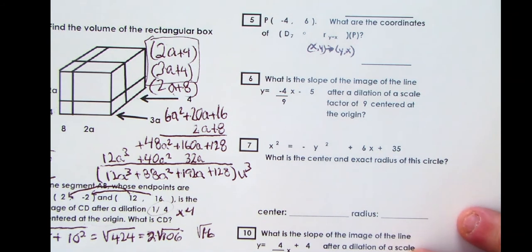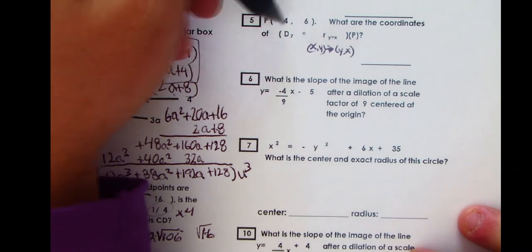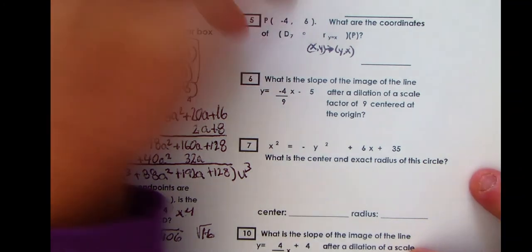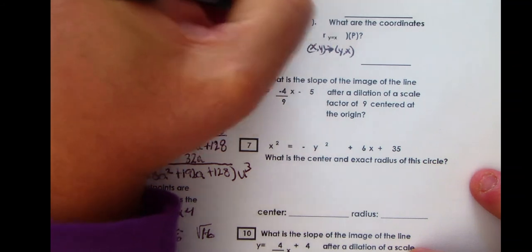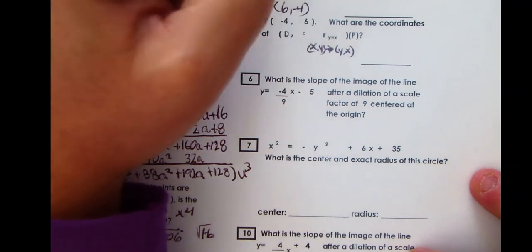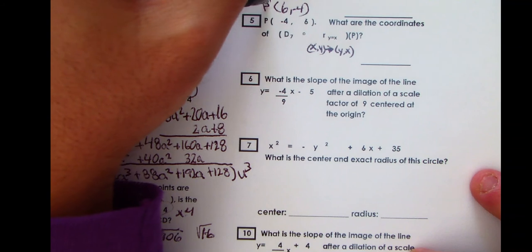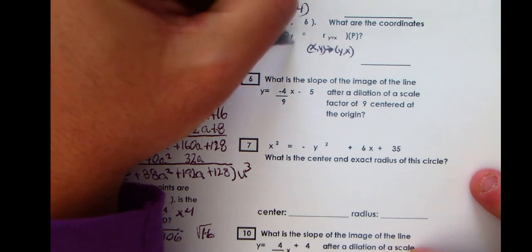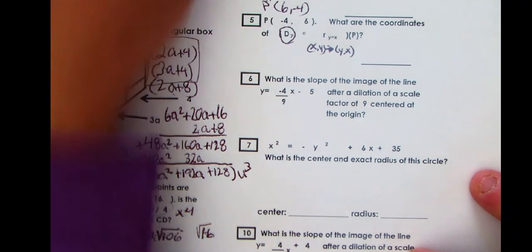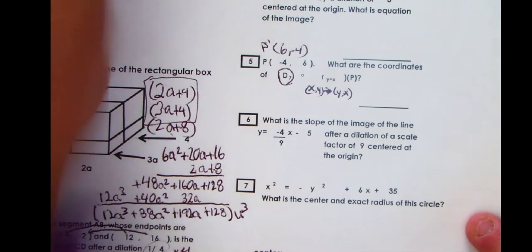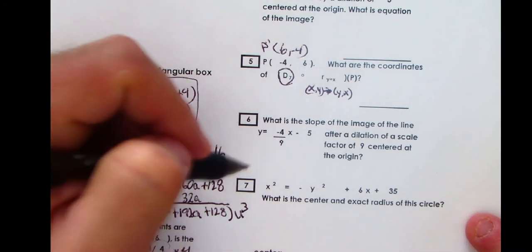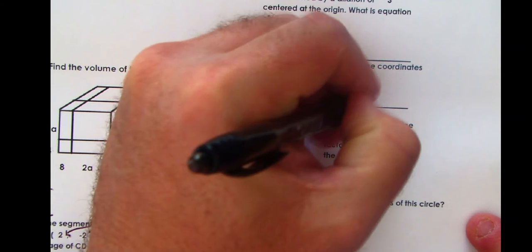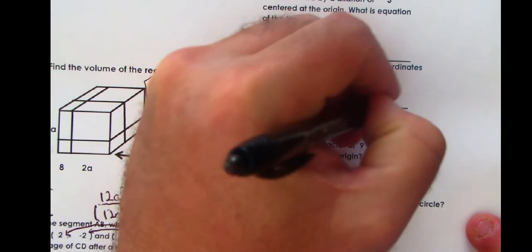So therefore -4, 6 becomes what? 6, -4. That'd be the first image. And now it says take that and do a dilation 7 times. So all I do is multiply each of these coordinates by 7. That's simple. So it gives me 42, comma, -28. And there's my answer.